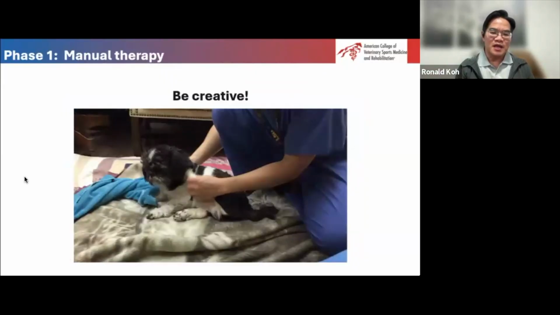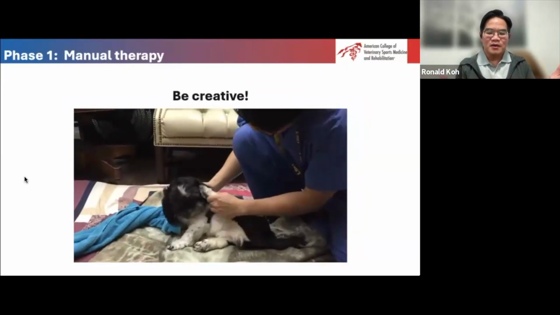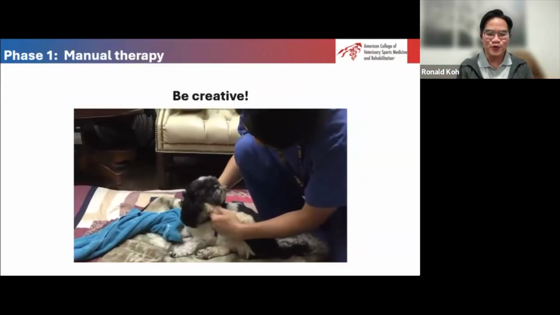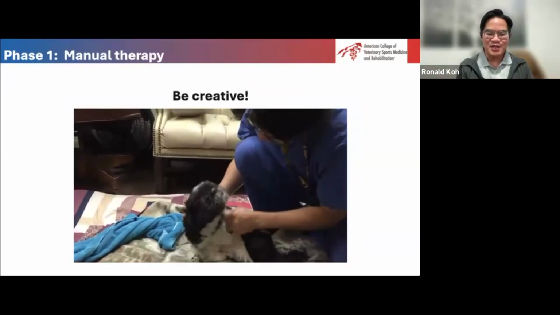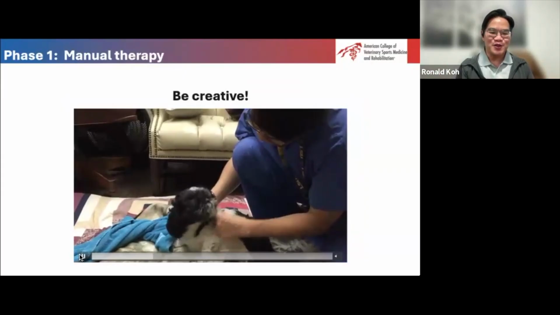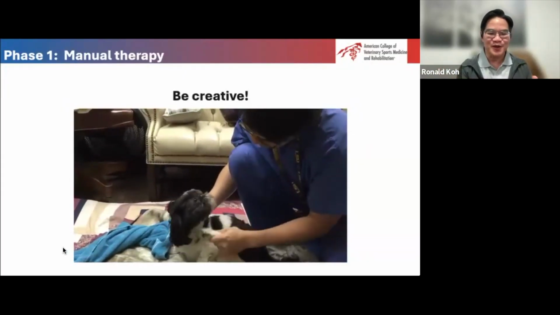Now, with manual therapy, always be creative. So this is a dog paralyzed for 3 months. I just thought, well, why don't I use the hind limbs to scratch the face, and it ended up that the dog really enjoyed me doing that. Imagine the dog has not been able to do that for 3 months. And now that you do it, you can literally see his face, like he's like, okay, that's good.